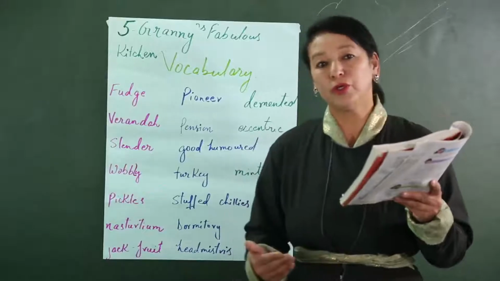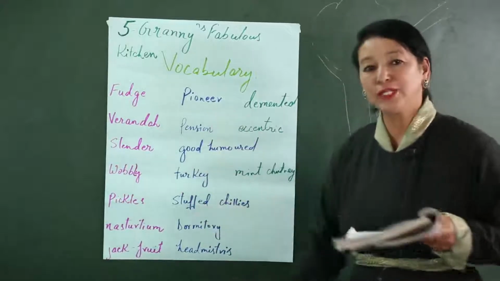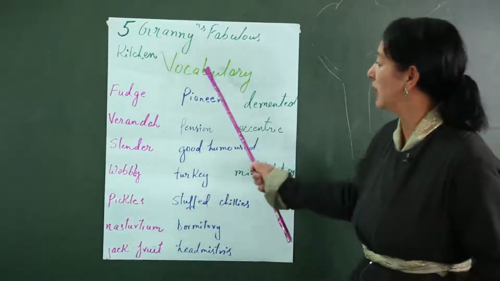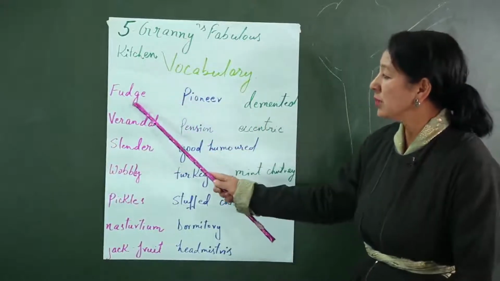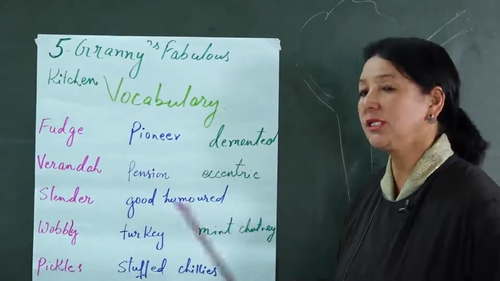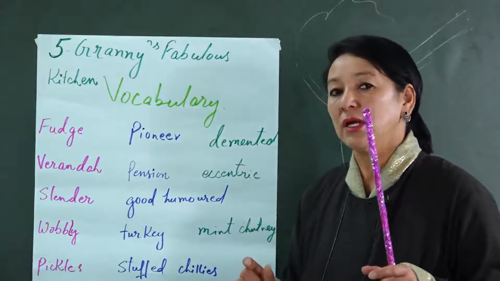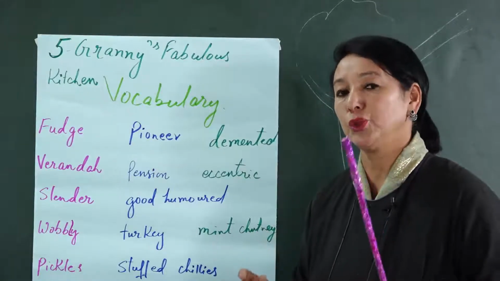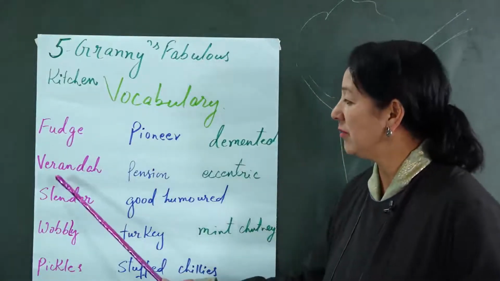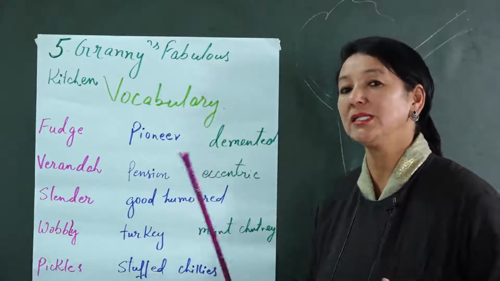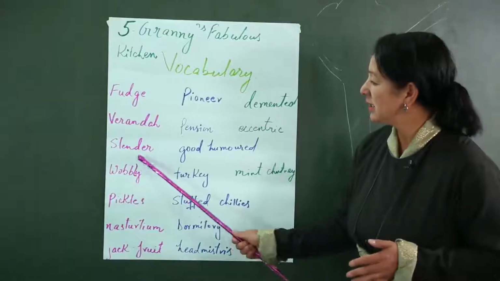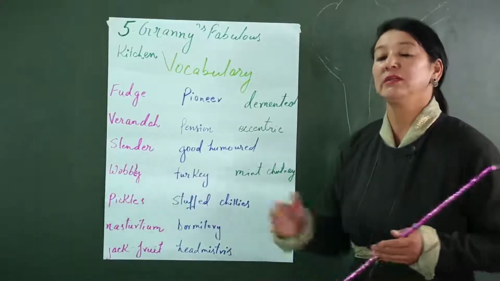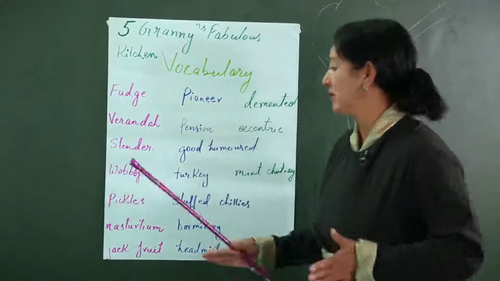Before we go to the chapter, I would like to explain the vocabulary from the same chapter, Granny's Fabulous Kitchen. So what is fudge? Fudge is a sweet dish which is made of milk and sugar. Veranda is a place outside our house with a roof where we can sit. Slender means thin, gracefully thin.